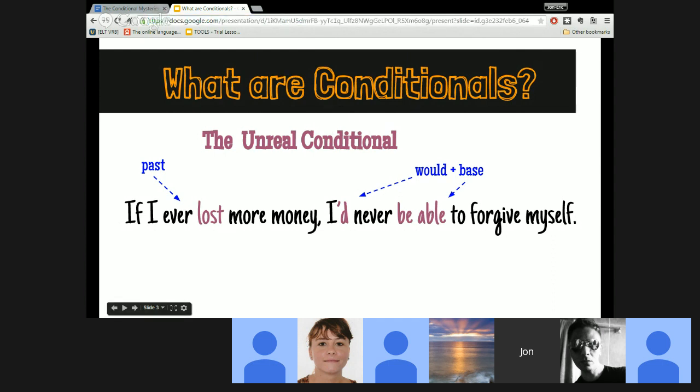So Giancarlo, what do you think the difference would be there, before I turn the slide? The third conditional. This means that you're talking now about the past. I think it's past perfect. You're right. Past perfect. If I had lost money, for example, I would have been able to.